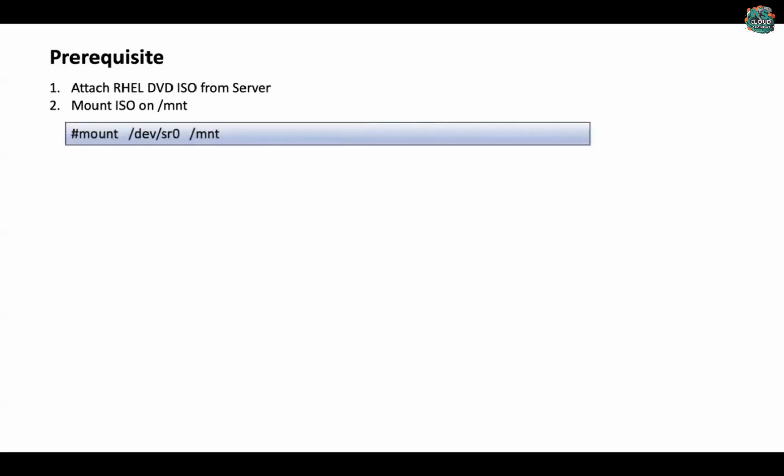So the very first thing you have to do, all right, attach your RHEL DVD ISO to the server, and you have to mount your ISO on mnt, right? So these two things you have to do. So let's go to my other screen and you just see how we can do the same thing, right?